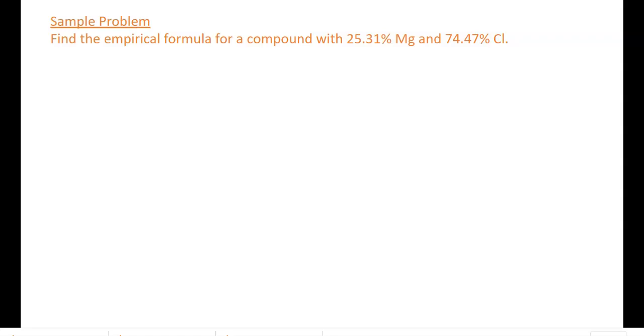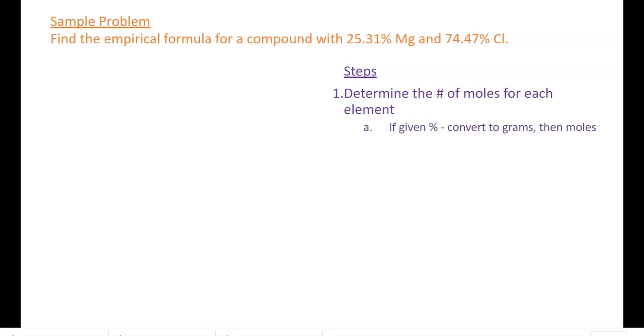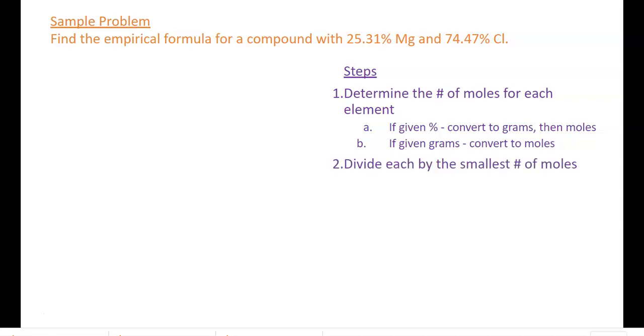So again, I'm going to do 25.31% magnesium and 74.47% chlorine. So I have my steps. I determine the number of moles for each element. If it's percentage, we're just going to convert it, and then once we have grams, we're going to convert to moles. Then we're going to divide by our smallest number, and we're going to see that as a ratio.